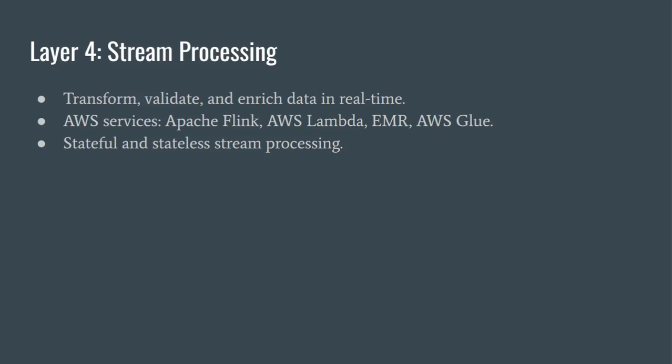stream. Thirdly, there's Amazon EMR, which is useful when you want to leverage open source big data frameworks like Apache Spark for stream processing. And lastly, there's AWS Glue, which can be used for ETL jobs that combine both batch and stream processing, making it versatile for streaming jobs that involve event-driven pipelines.